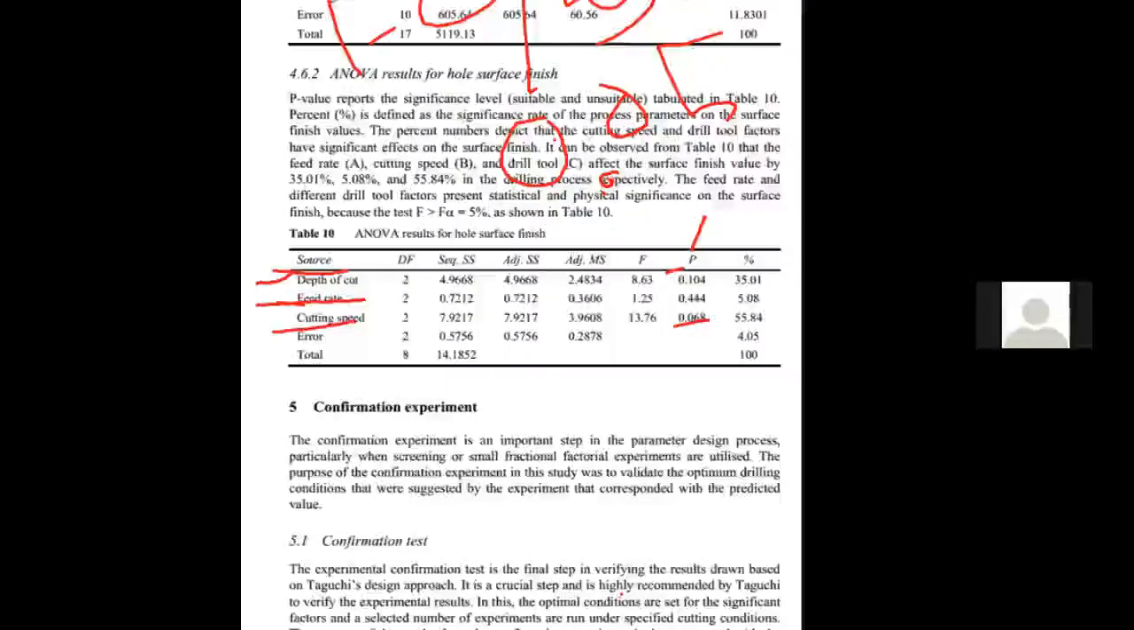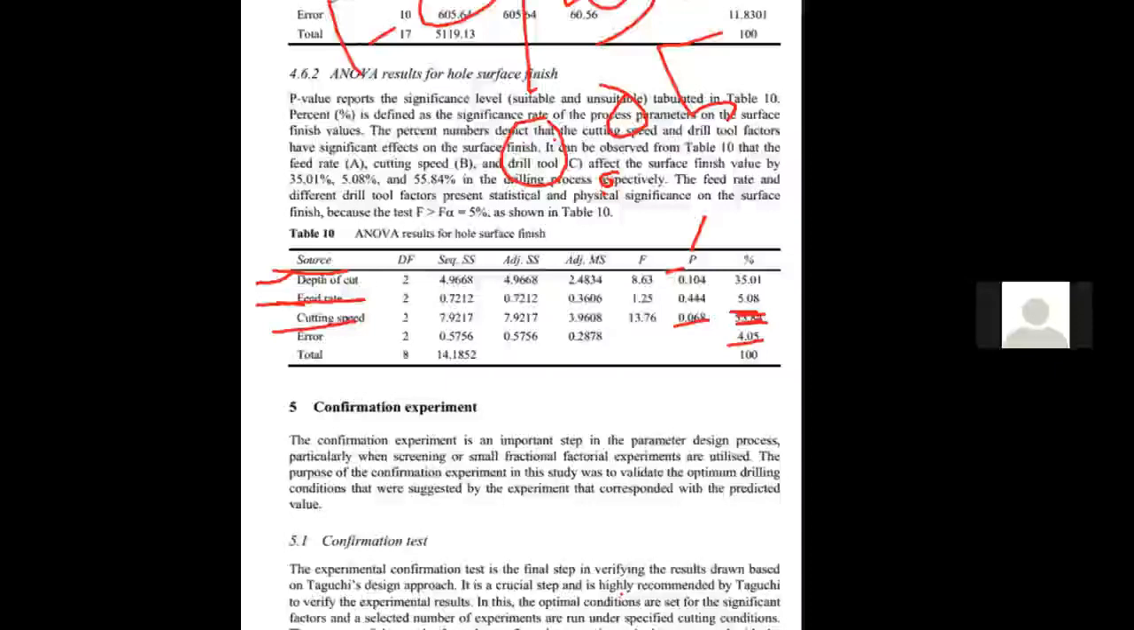Now, again you will see the percentage contribution. Out of 100, 55% variation or 55% weightage is for the cutting speed. The remaining has minimum weightage. Again, the remaining is the error.